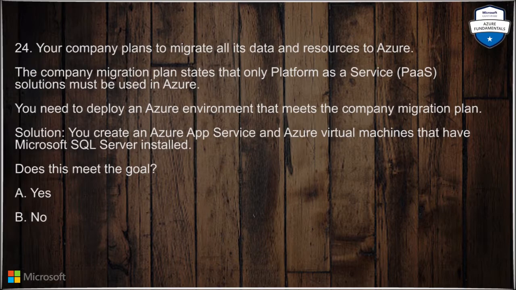Your company plans to migrate all its data and resources to Azure. The company migration plan states that only Platform as a Service (PaaS) solutions must be used in Azure. You need to deploy an Azure environment that meets the company migration plan. Solution: you create an Azure App Service and Azure virtual machines that have Microsoft SQL Server installed. Does this meet the goal?